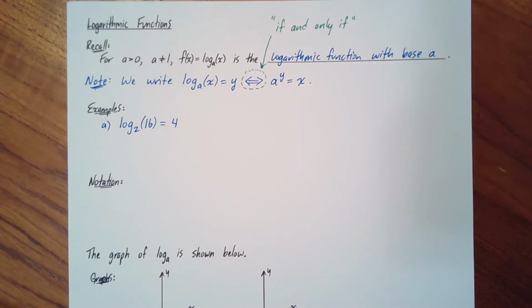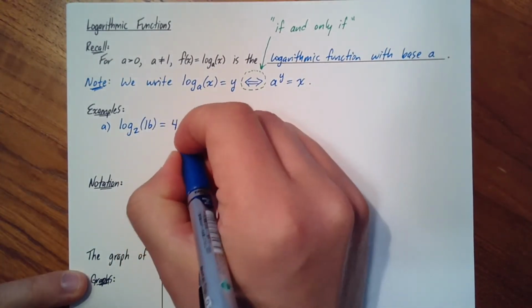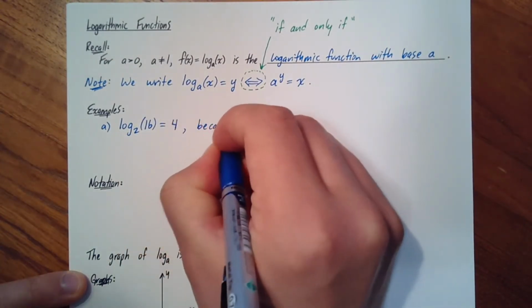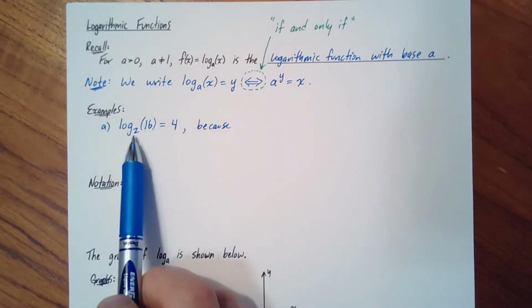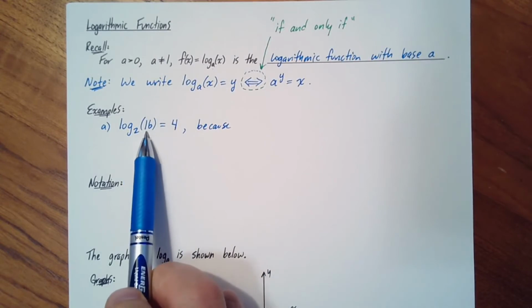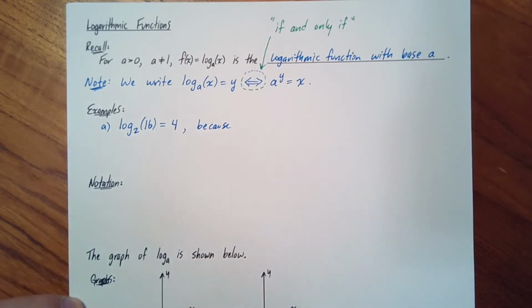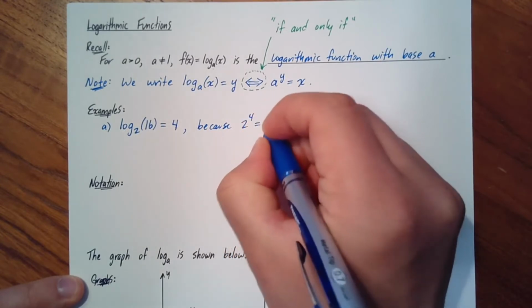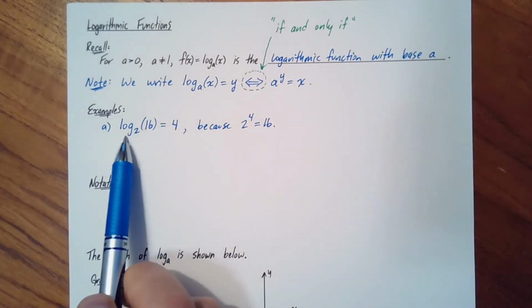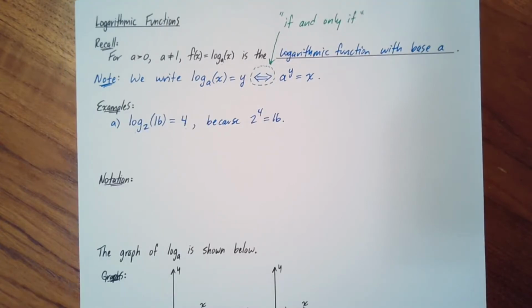So if you wanted to give a reason, you could say because, essentially just check the corresponding exponential statement, right? Just check that 2 to the power of 4 actually gives you the number 16, which is plugged into the log. And of course it does. You can check that that's true. So because 2 to the power of 4 is equal to 16, that's why this statement is true. So that's an example of one log.